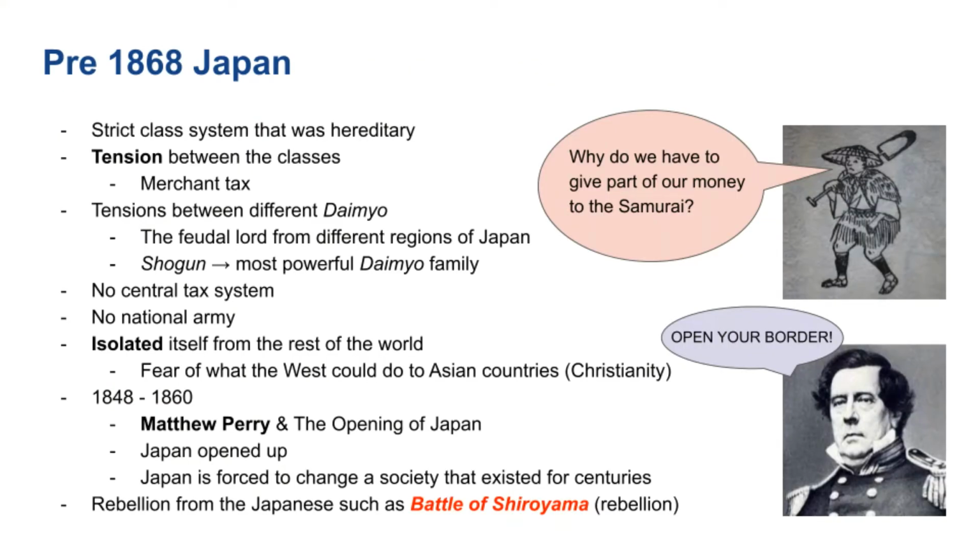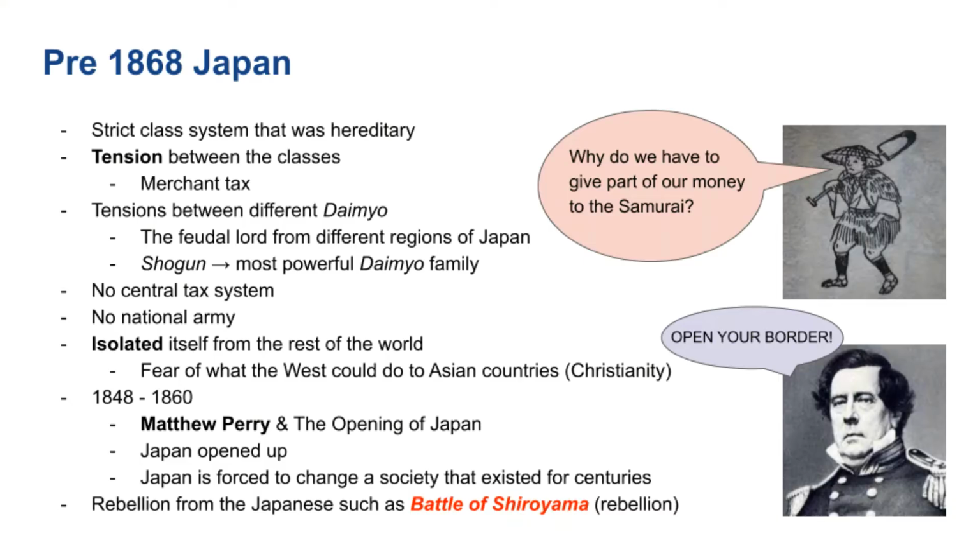Let's look at what Japan was like before 1868. What we find in Japan during that time is a strict class system, which was hereditary. This meant that you were born into your class and that there was little movement between the classes. Another source of tension between the classes were things such as the merchant tax, which is basically where the Japanese peasants say, "Why do we have to give part of our money to the samurai?" Another source of tension are the battling daimyos who all fight for power within the nation. Japan also doesn't have a central tax system and they lack a national army.